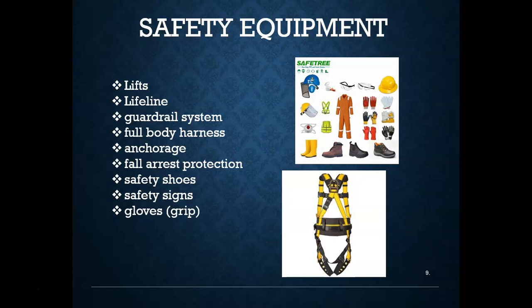So safety equipment. Some of the safety equipment that is required in the workplace are lifts, lifeline, guardrail system, full body harness, anchorage, fall arrest protection, safety shoes, safety signs, gloves, safety glasses. So first of all, I always follow the rule ABC: Always Be Careful. No matter what, protect yourself first. Everything else after. If you are protected, everyone else is protected.